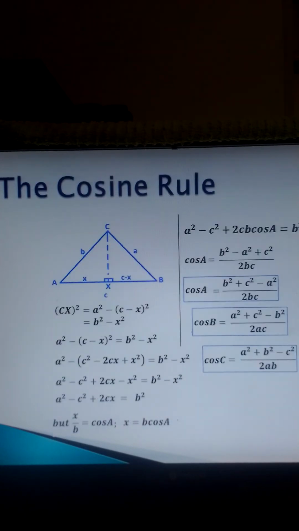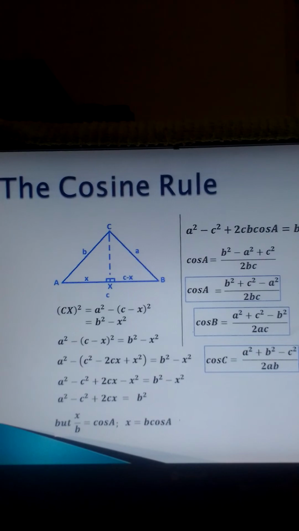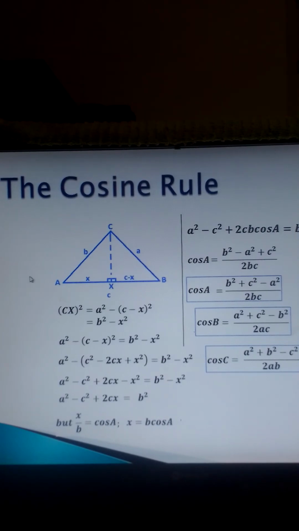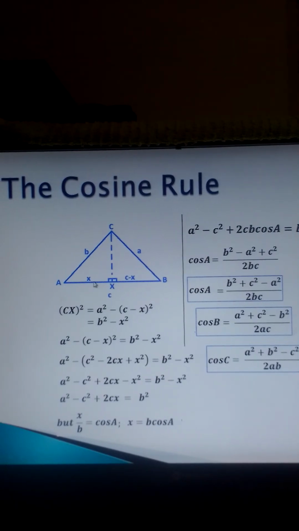Next, let's see how we can derive the cosine rule. We have that triangle ABC, and it has those sides. This one is b, this one is a, and this one is c. So we want to derive the cosine rule. This vertical distance is Cx.